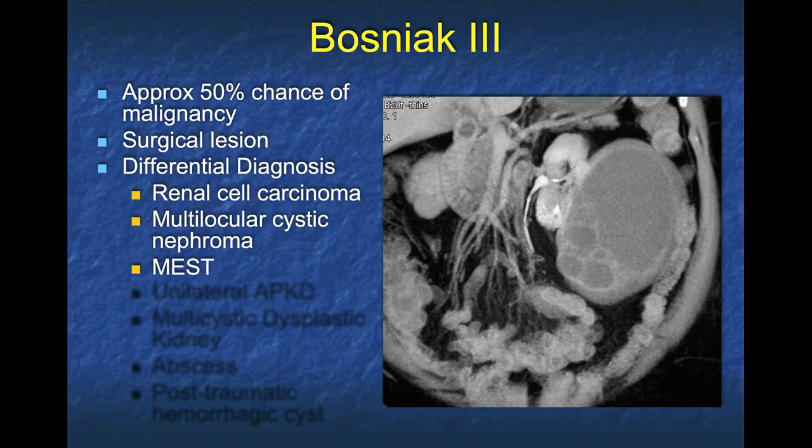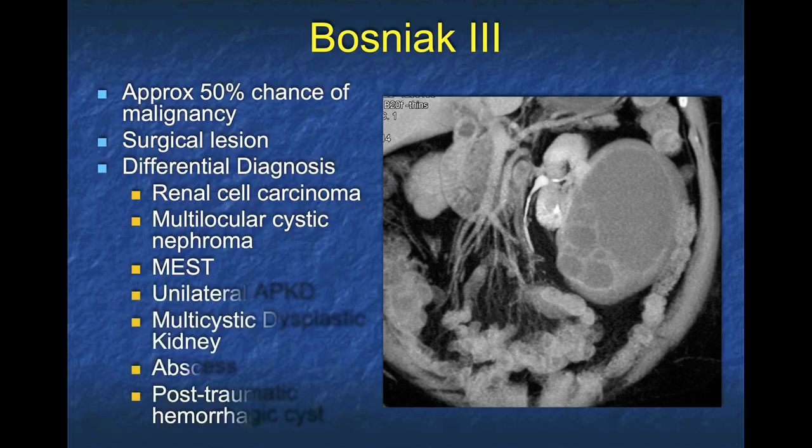Now, one thing, when you think about it, this lesion would look like a perfect candidate for partial nephrectomy, which it was. Now, here's another example of the same diagnosis. Look at the image on your right. The differential is cystic renal cell, but the two big things are multilocular cystic nephroma, or MCN, and a MEST tumor.